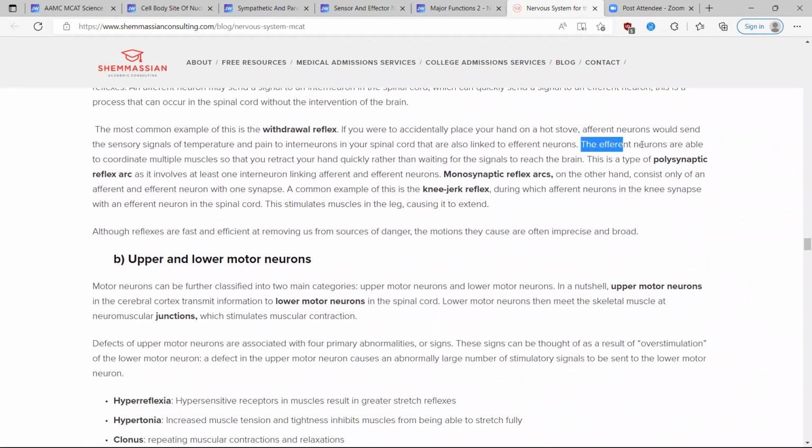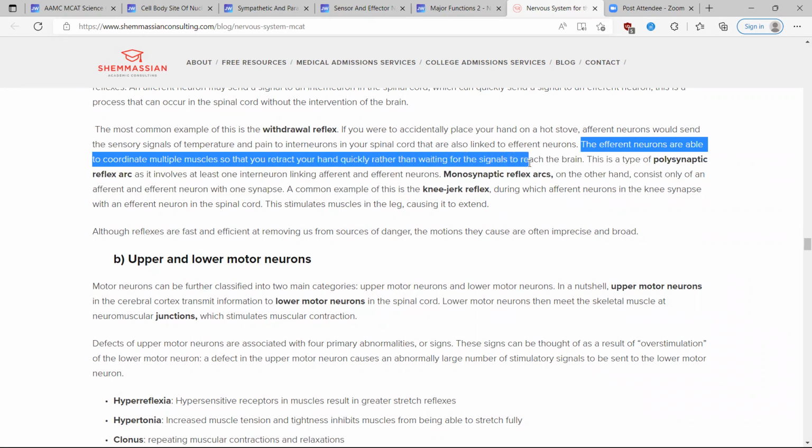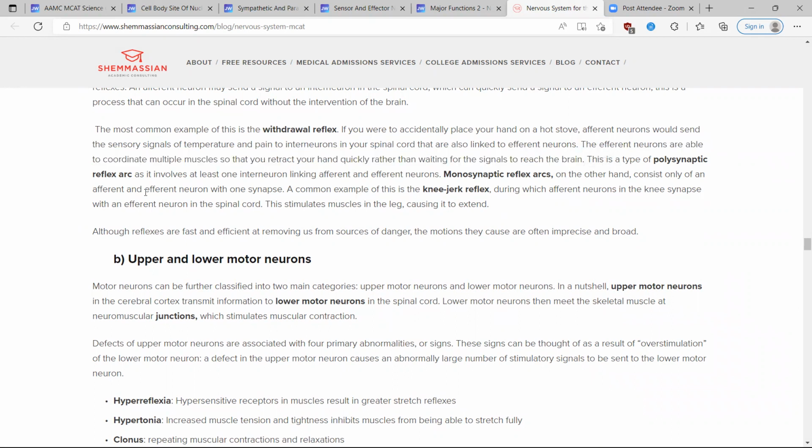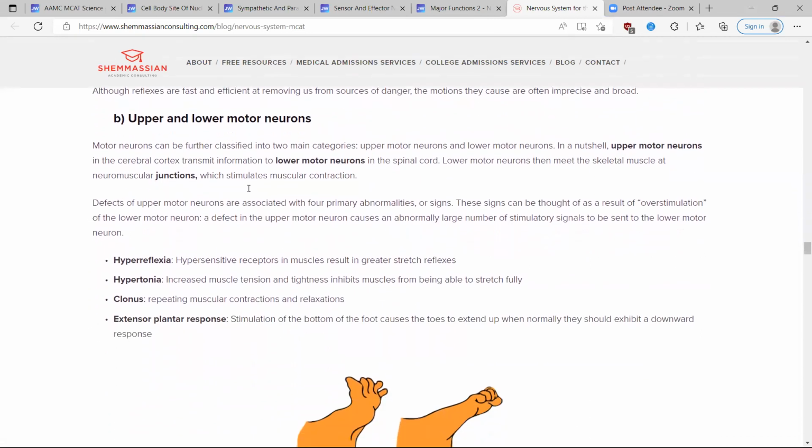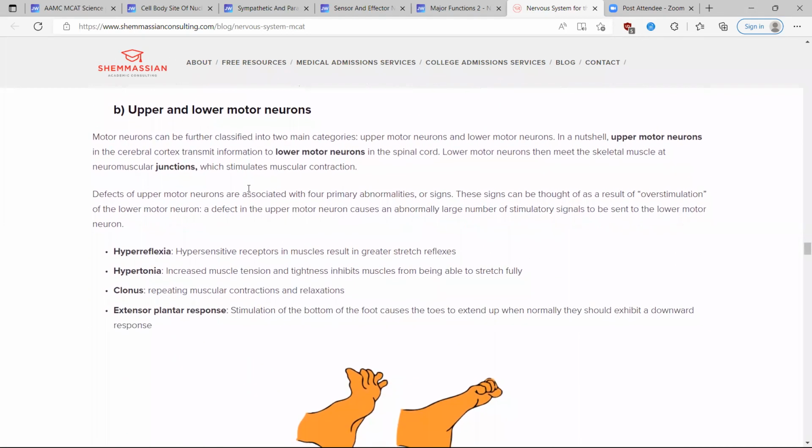Right. The efferent, so the withdrawal reflex, the efferent neurons are able to coordinate multiple muscles so that you retract your hand quickly rather than waiting for the signals to reach the brain. This is a type of polysynaptic reflex arc as it involves at least one interneuron linking afferent and efferent neurons. Whereas a monosynaptic reflex arc is an afferent and efferent neuron with one synapse, no interneuron, right? So those are reflexes.